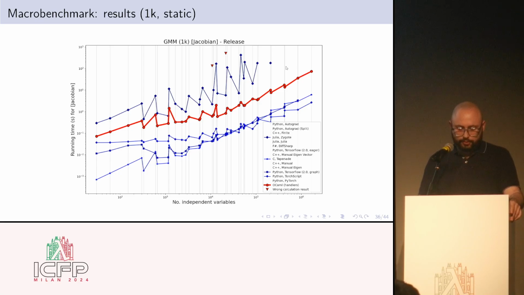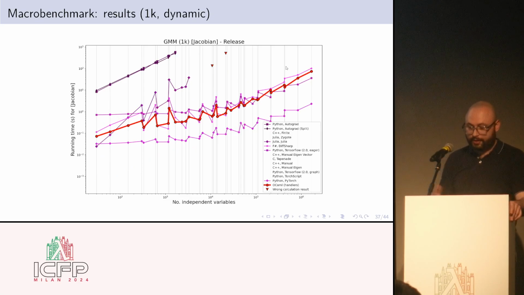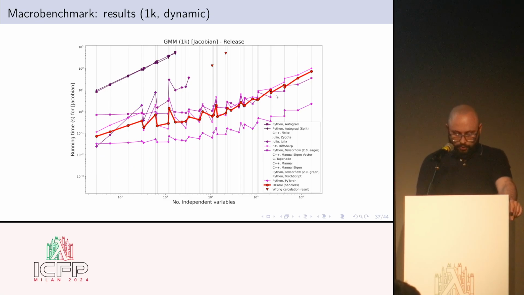So let's go to the ones which we really should compare ourselves against, the dynamic ones. For the dynamic ones, we're doing a lot better. We can see here we're pretty much the same as eager TensorFlow, which is dynamic, and also the DiffSharp library in F#. And here's another Julia stuff going on over here. And then we have PyTorch. PyTorch, turns out, is really, really good.